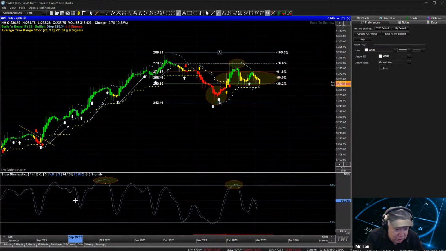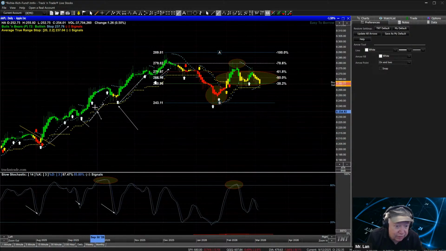So what's happening is you're getting a crossover here, a crossover here, a crossover here, and that's why you get these little arrows down here crossing to the upside. All right. So all the little buy signals in there telling you buy, buy, buy, buy, buy, all the way up the uptrend, because you're getting crosses down in here.